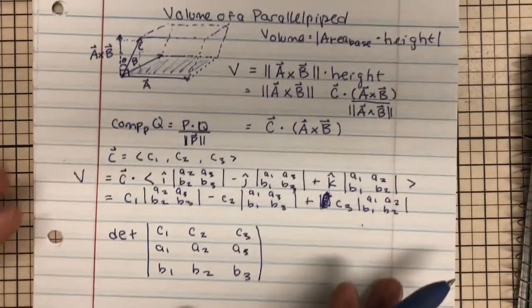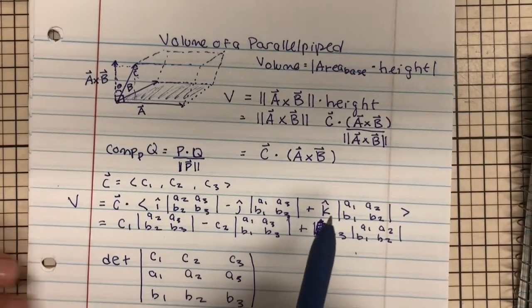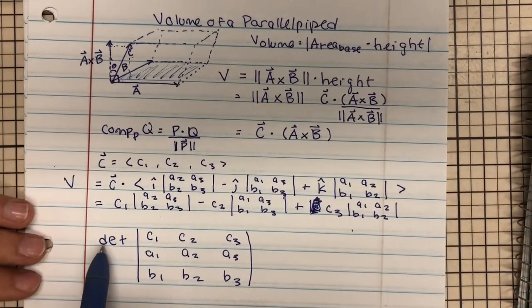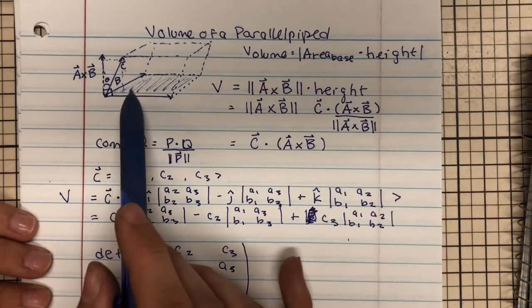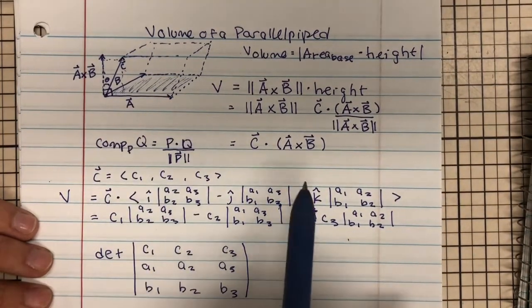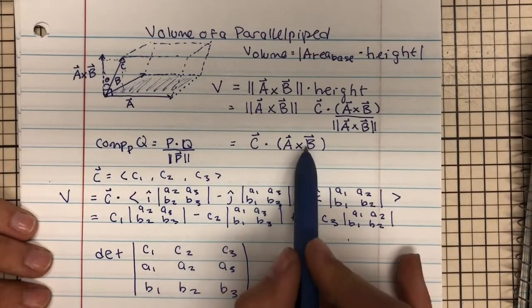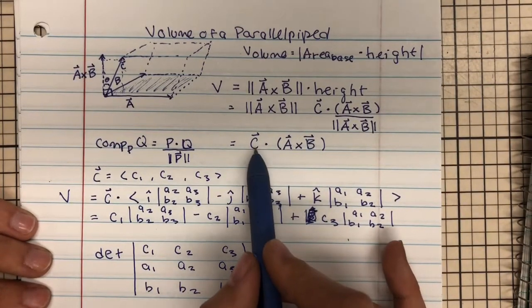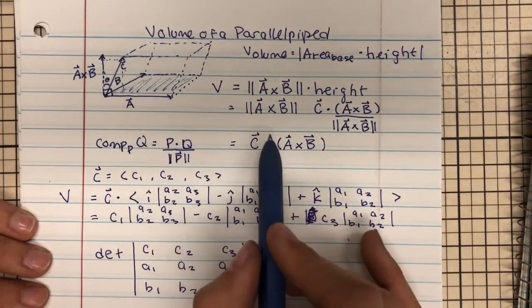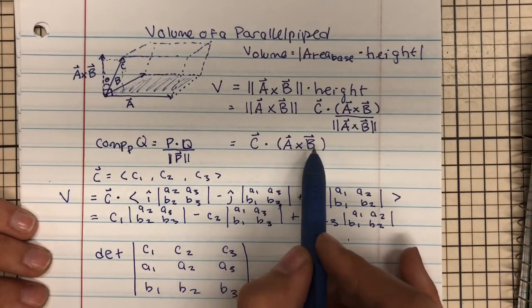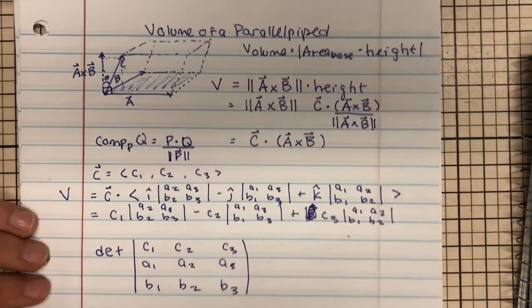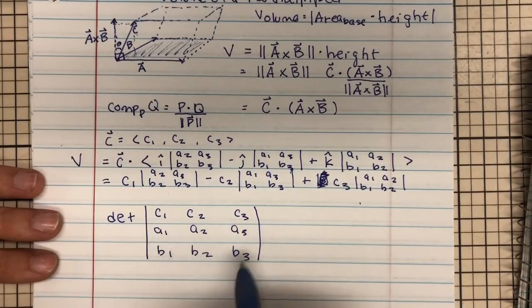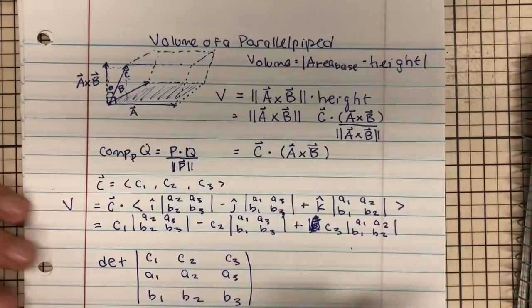You can think of the volume of a parallelepiped in 2 different ways. You can think about it as the determinant of the 3 vectors, A, B, and C, or you can think about it as the dot product of the vector C and the vector A cross B. Sometimes it's easier to think about it this way and take it one step at a time, but sometimes if you feel really confident with determinants, you might just want to put them all in there together. Okay? That's the volume of a parallelepiped.